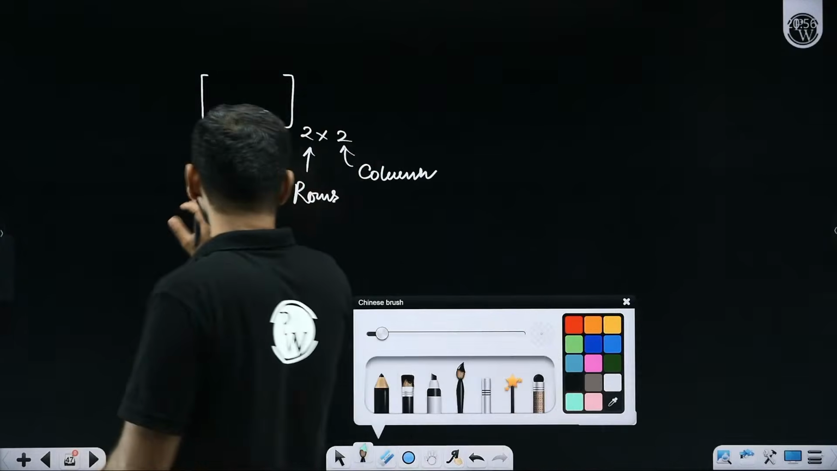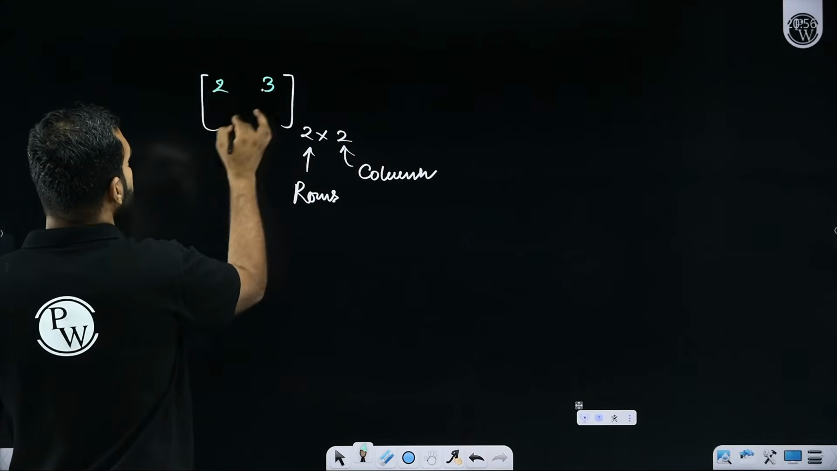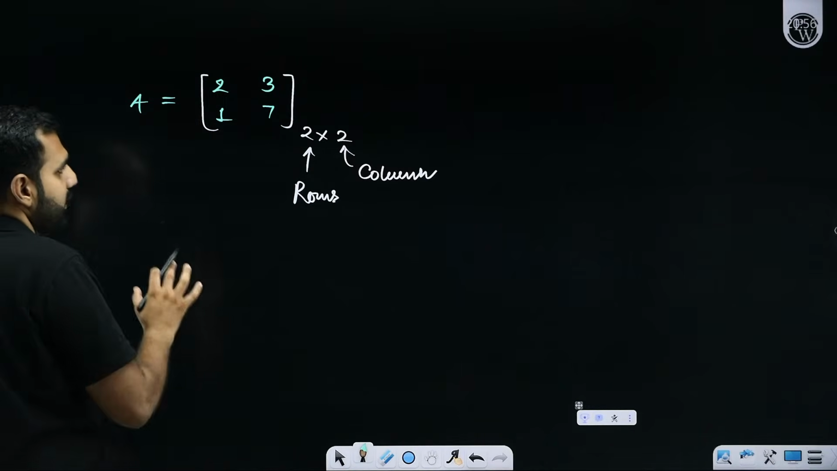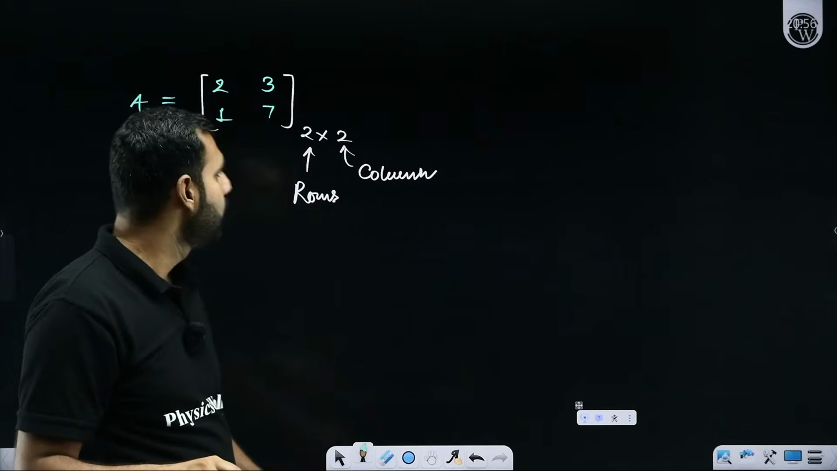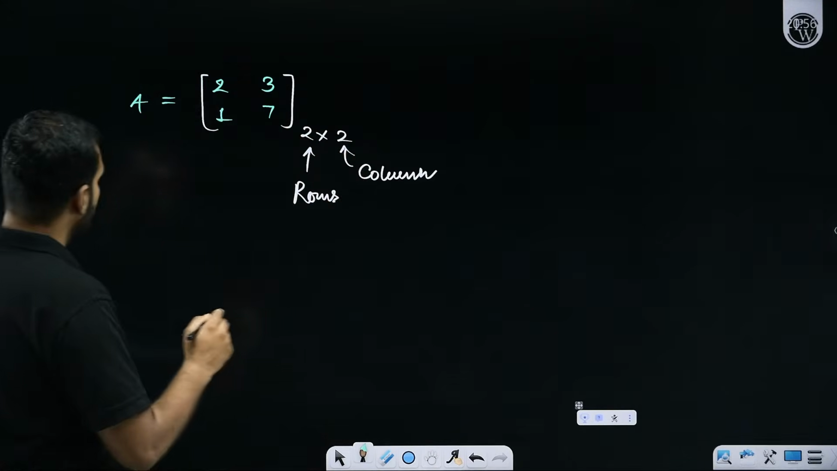So if I arrange some data in a 2 by 2 manner, which means 2 rows and 2 columns like this, 2, 3, 1 and 7, and let's say this is a matrix A. Matrix means an arrangement of data in rows and columns. If it is a square matrix, meaning the number of rows and columns are the same, there you can take its determinant.